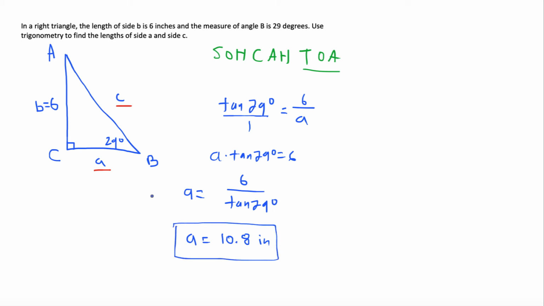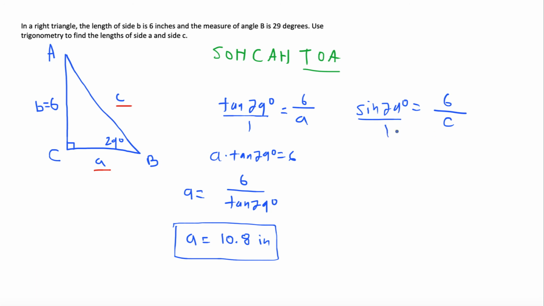All right, what about for C then? In relation to this angle, we have the opposite side and the hypotenuse, right? So opposite and hypotenuse, that'll be the sine. So the sine of 29 degrees is equal to the opposite side, which is 6, divided by the hypotenuse, which in this case we want to find out, right? That's C. Okay, so this is the setup.